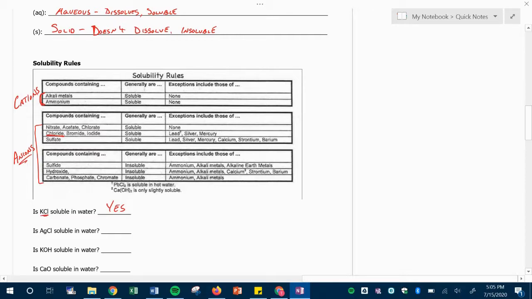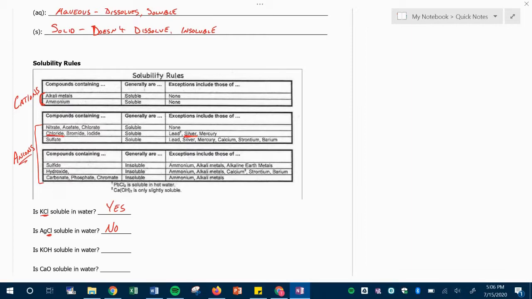Okay, let's look at another one. Is AgCl soluble in water? If we follow the same rule, let's look at the chloride rule. Chlorides are generally soluble except lead, silver, and mercury. Now, Ag happens to be silver. So in this case, the answer is no. AgCl is not soluble in water. Okay, let's look at some other examples.